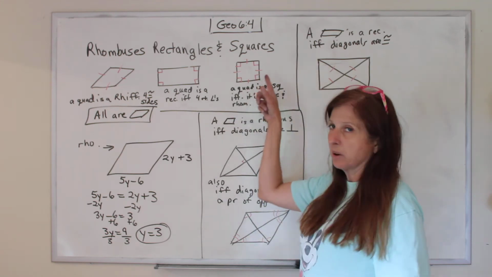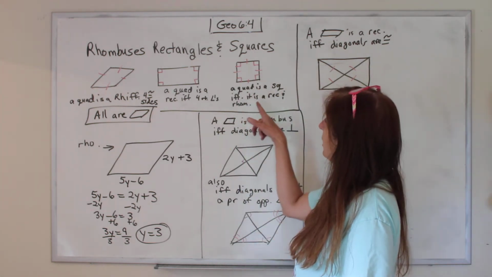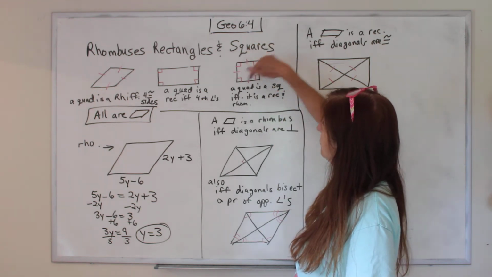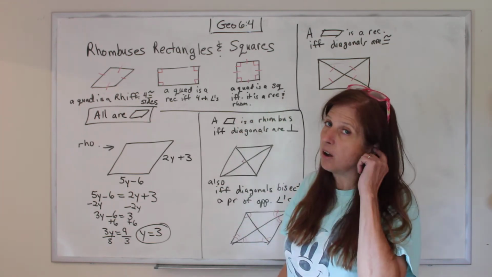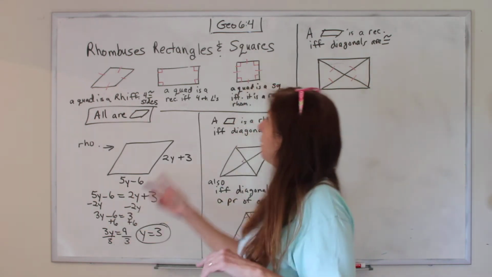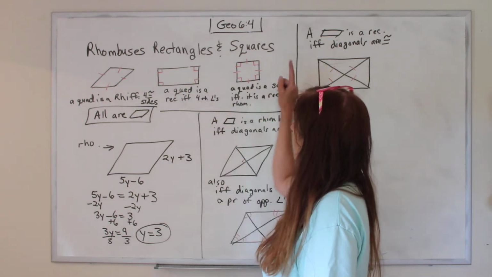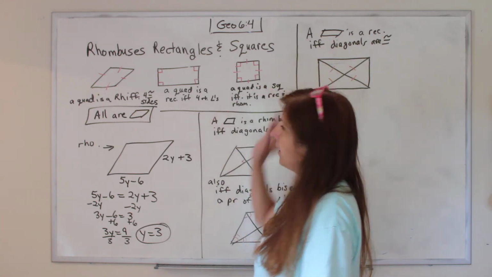Now, what about a square? A quadrilateral is a square if and only if it has four congruent sides and four congruent angles. So it is a rectangle and a rhombus. When you were little in preschool, you probably learned that's a rectangle, that is a square. But in truth, that is also a rectangle, that is also a rhombus. A square is all three.